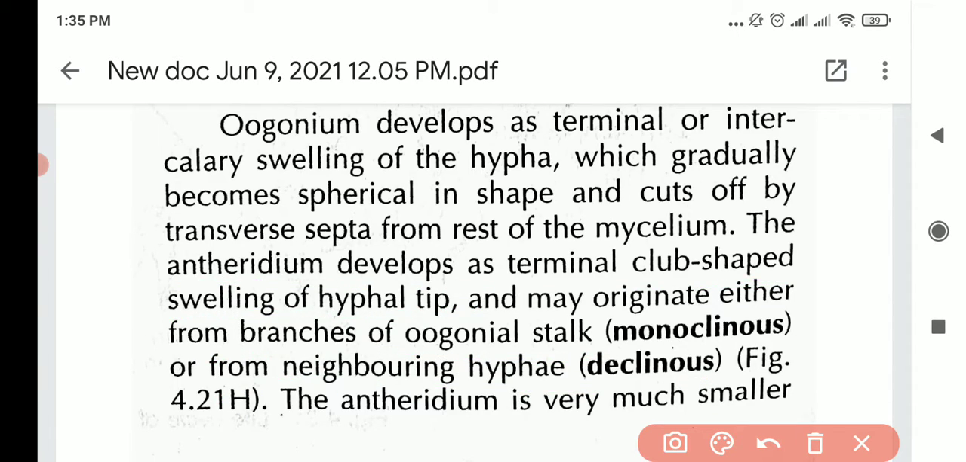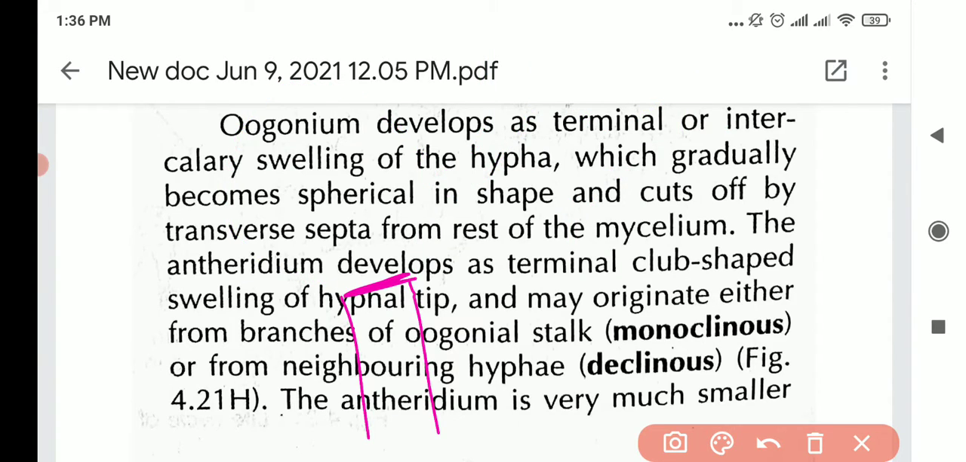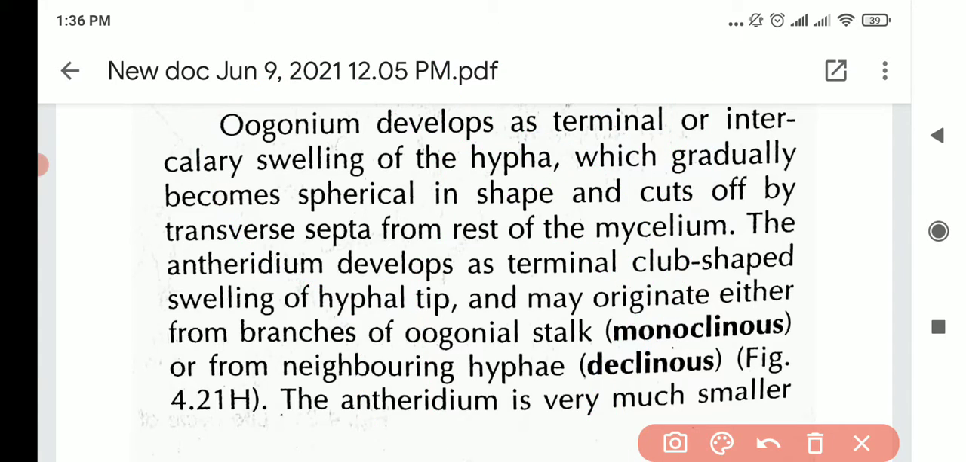What this means is that this is the hypha, this is the septum, this is the oogonium. Sometimes the antheridium will come like a club, like this. Or this is the ovum and this is another stalk, another mycelium nearby, and it will come as a club. It can develop on the oogonial stalk, or it can develop from a neighboring mycelium.